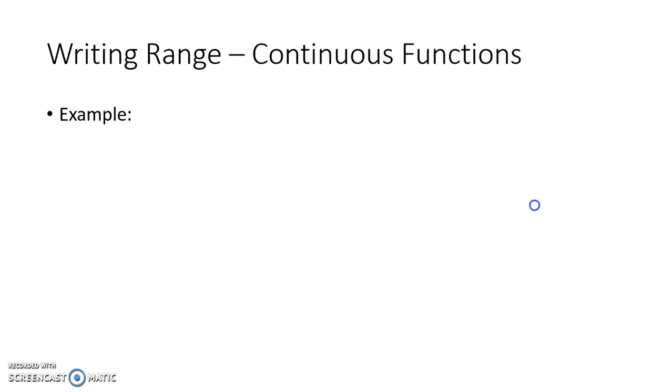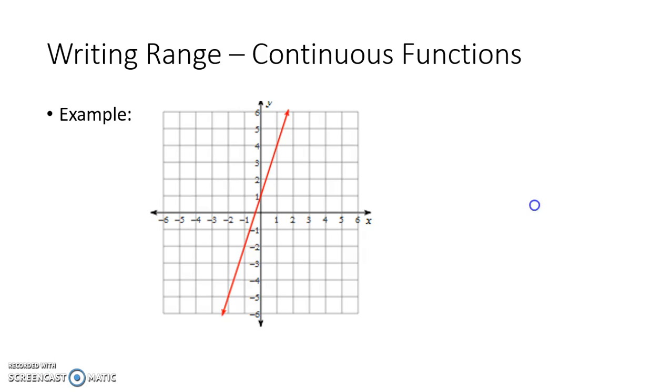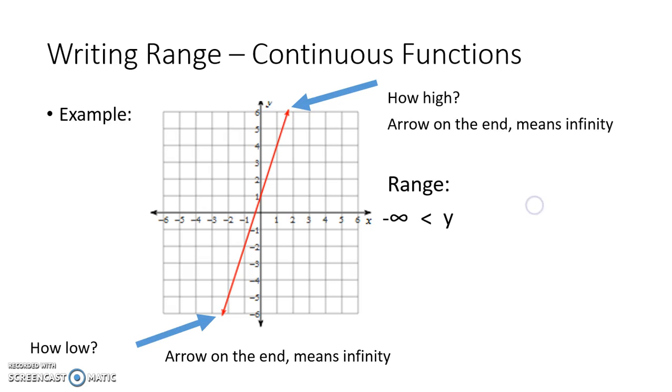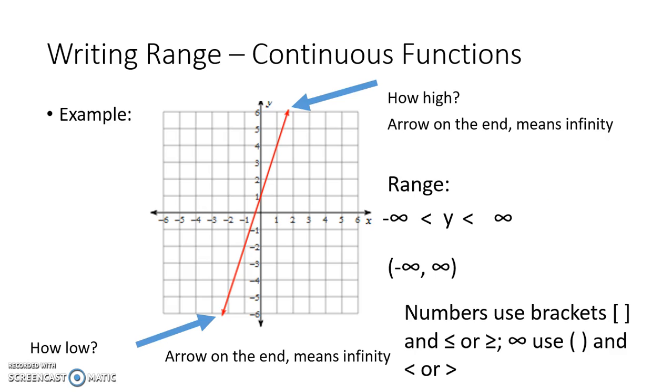So let's look at the same graph and write our range. Alright, so for range, we ask how low, and remember the arrow on the end means infinity, to how high. So this one here would be -infinity is less than y. And then for how high, again, arrow on the end means infinity, so it would be less than positive infinity. You write the interval notation inside parentheses. Just remember that numbers use brackets and infinity use parentheses.